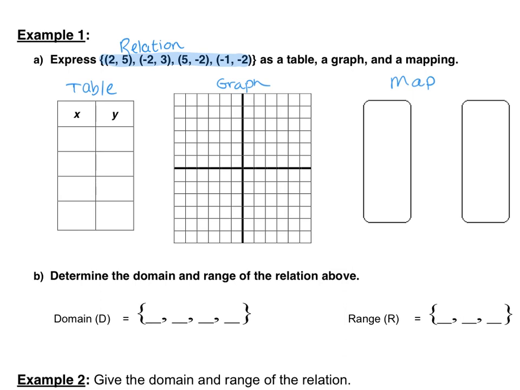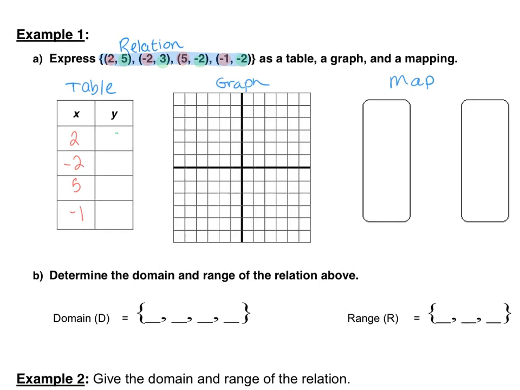Okay, for the table, I'm going to list all my x values first, just because I want you to see that the x values are all the domain. So here are my x values: 2, -2, 5, and -1. And now I'm going to list all of my range, the y values. So 5, 3, -2, -2. And so I'll write those out: 5, 3, -2, -2.